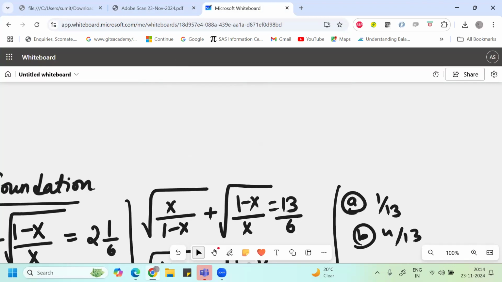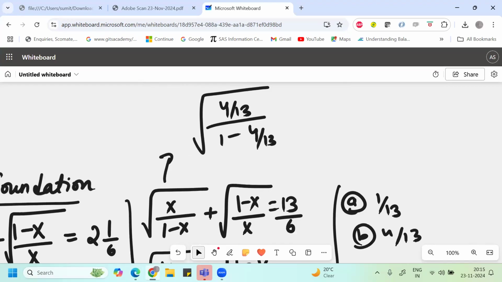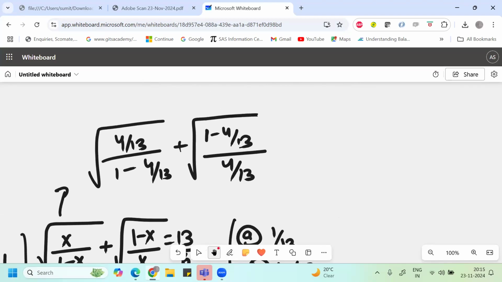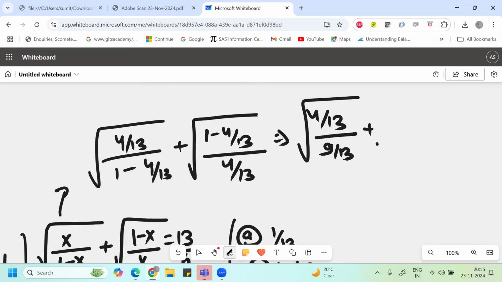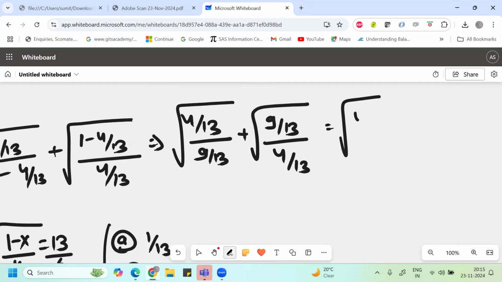Imagine if I apply 4 by 13, so this would be root of 4 by 13 divided by 1 minus 4 by 13, plus root of 1 minus 4 by 13 divided by 4 by 13. 1 minus 4 by 13 would be, 13 minus 4 is 9, sorry, 9 by 13. So 13 and 13 will get cancelled, and you will get root of 4 by 9 plus root of 9 by 4.